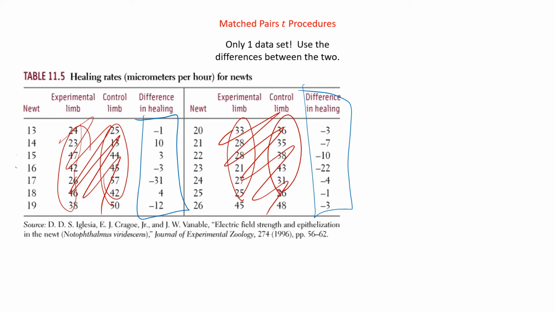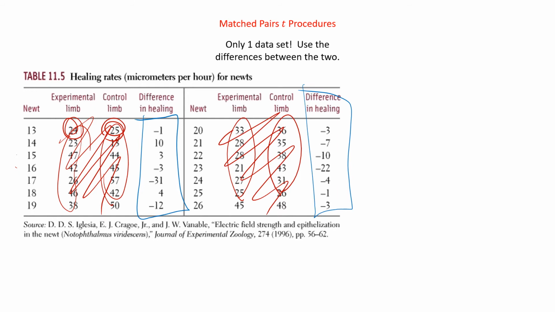We can't rearrange this data. Like this 24 and this 25 go with each other. Those are both newt 13. That's matched pairs. Or it could be the first pair of people that are very similar to each other, the second pair of people that are very similar to each other. Or it could be we picked different flowers that are very similar to each other and we're monitoring some sort of progress on something. Where splitting it up, like say putting the experimental limb and the control limb both in numerical order, wouldn't make sense.